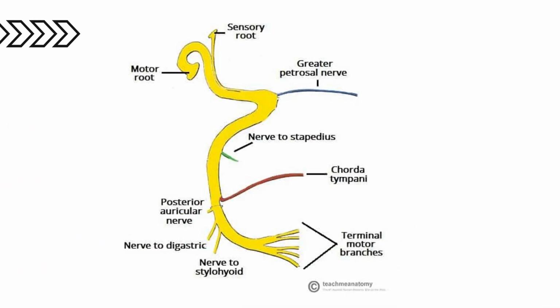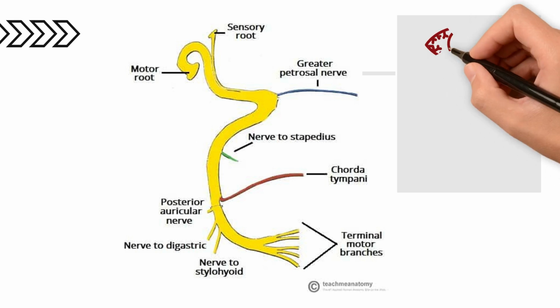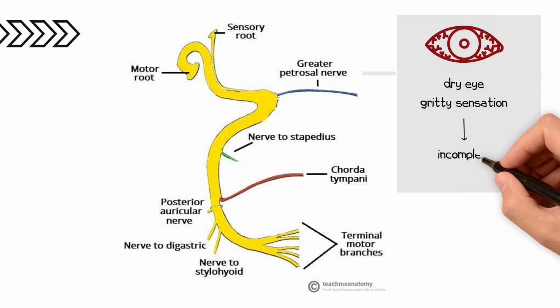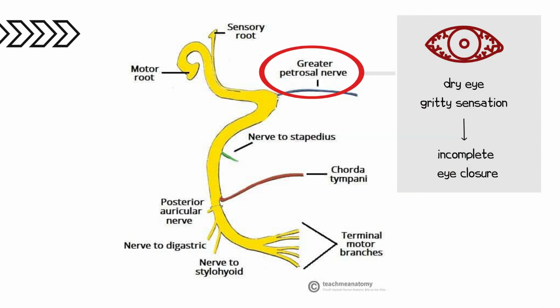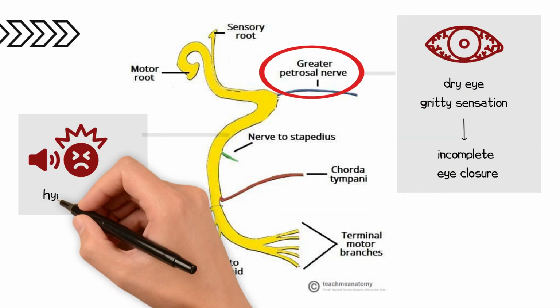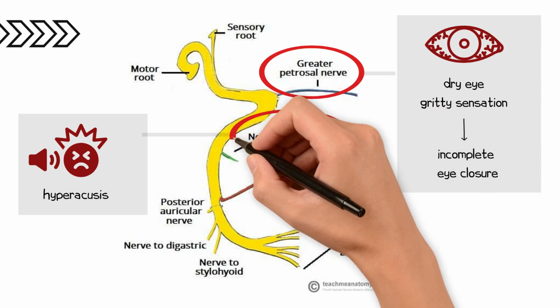The history should also assess functional impact. For instance, eye symptoms such as dryness or a gritty sensation may indicate incomplete eyelid closure or involvement of the greater petrosal nerve. Hyperacusis may point to dysfunction of the nerve to stapedius.